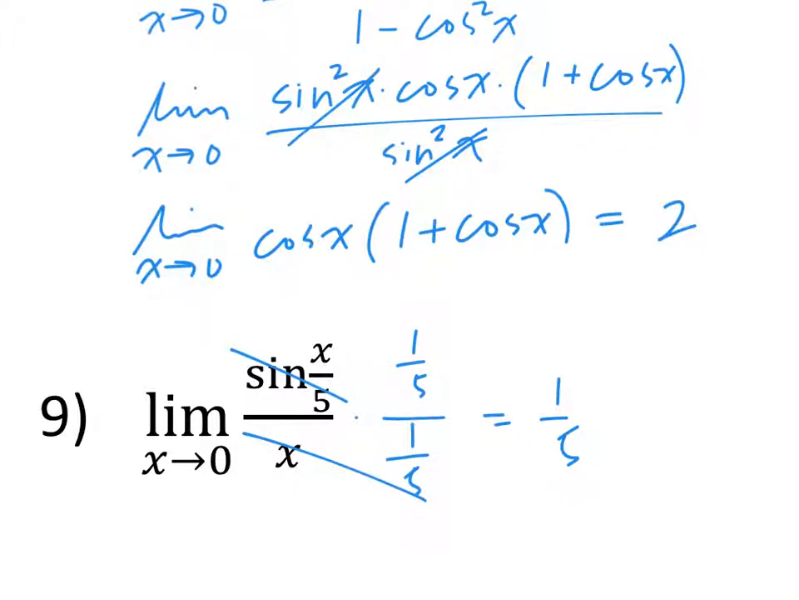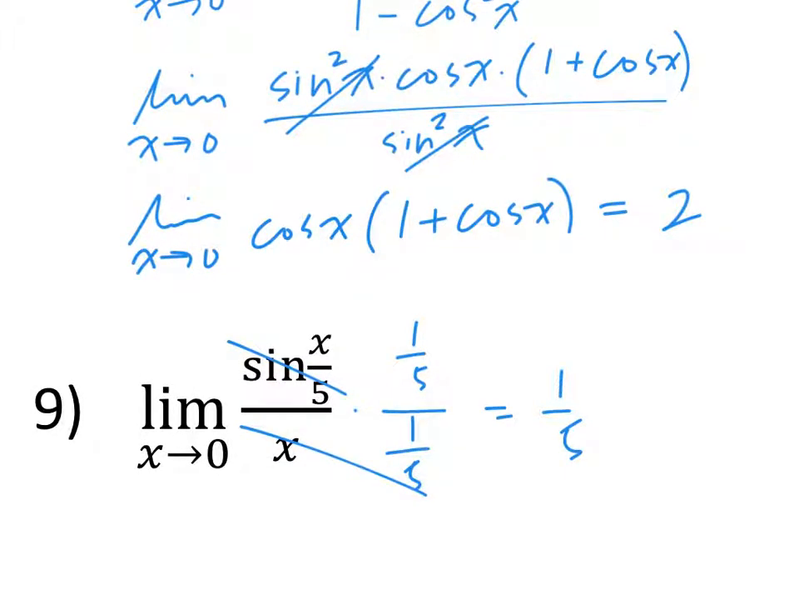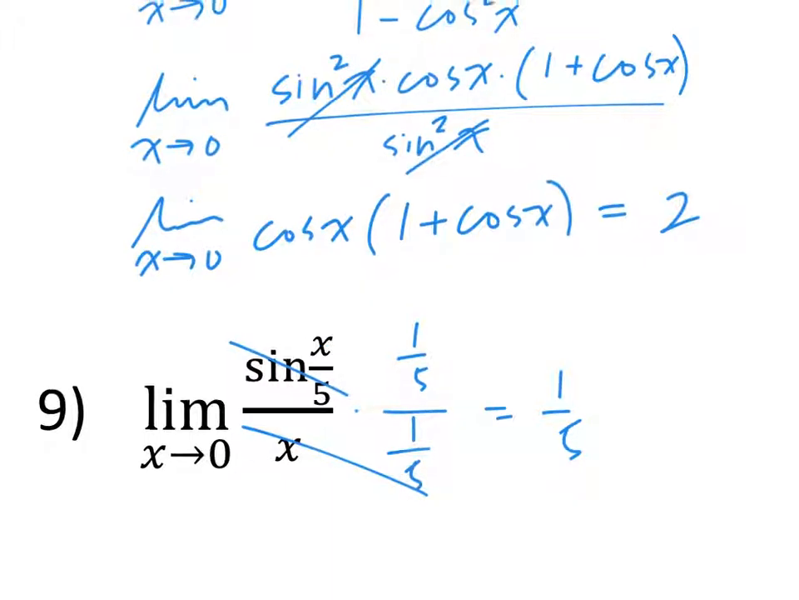How does it cancel? Sine x over 5, and then on the denominator, it's 1/5 x. So they're exactly the same, so they cancel. You write the top as sine of x over 5 over x over 5 times 1 over 5. You write the bottom as x over 5. They cancel. You're left with 1 times 1 over 5 on the top.